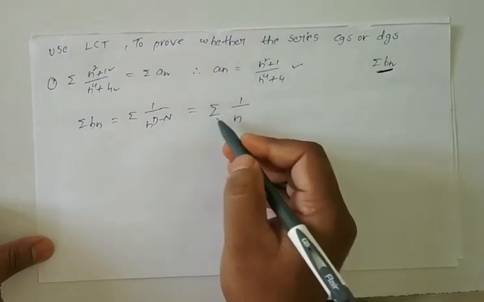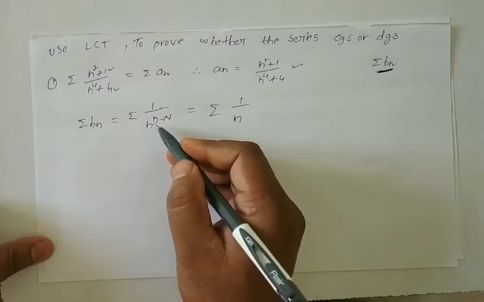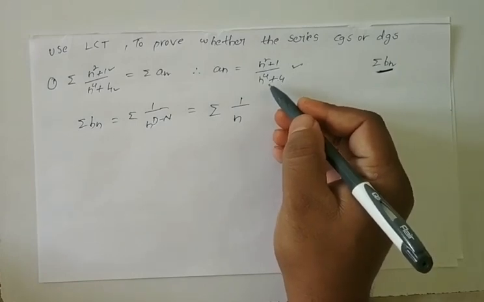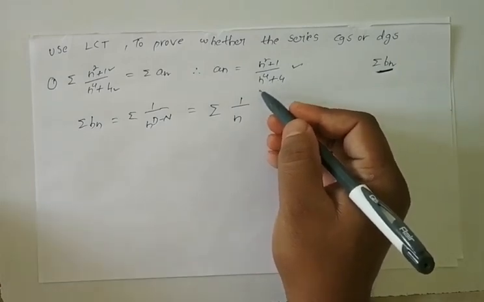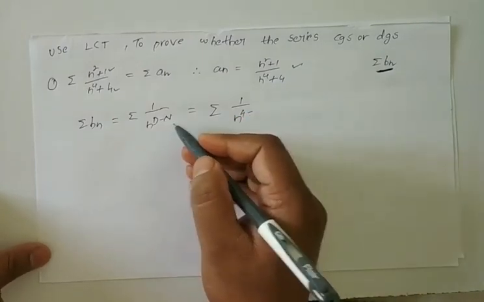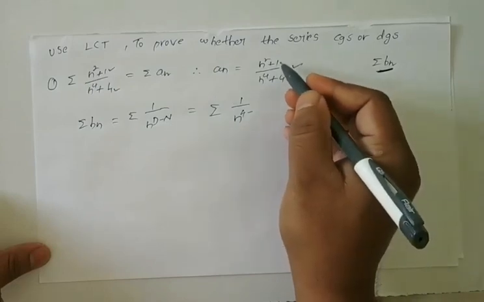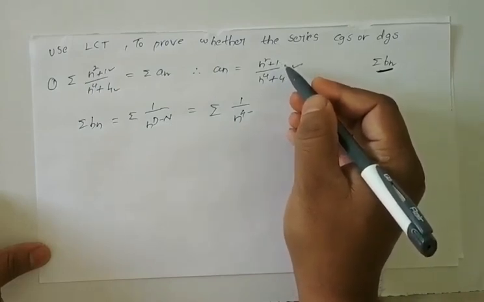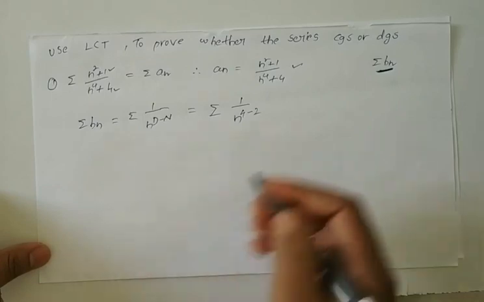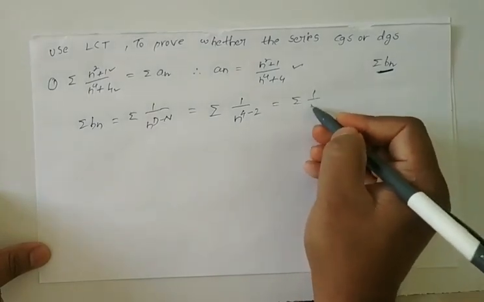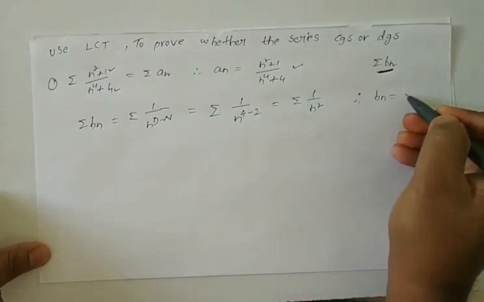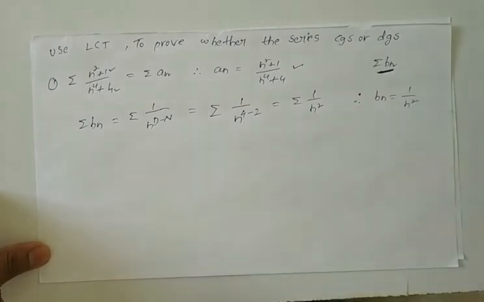So now summation 1 by n power, what is the highest power of the denominator in the series An? It is 4, minus capital N, the highest power of the numerator in the series An, which is 2. So it is equal to summation 1 by n square. Therefore Bn is equal to 1 by n square.